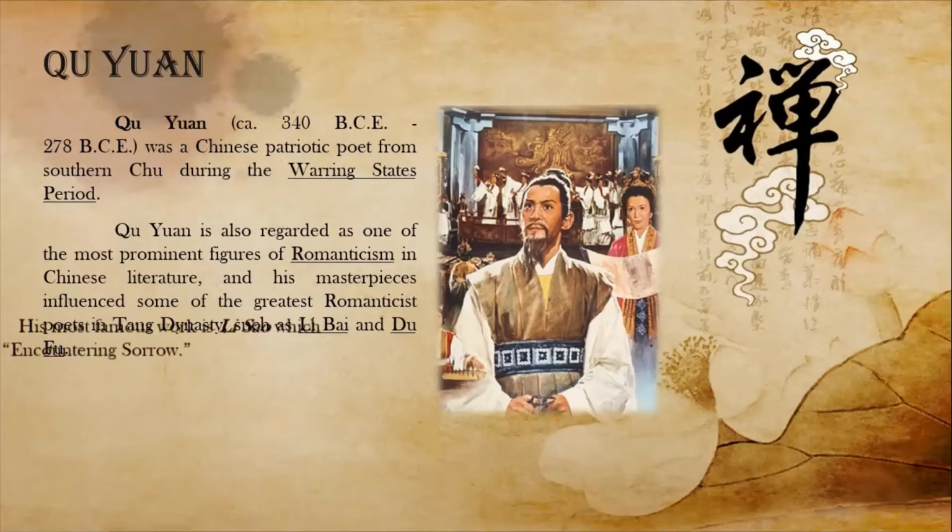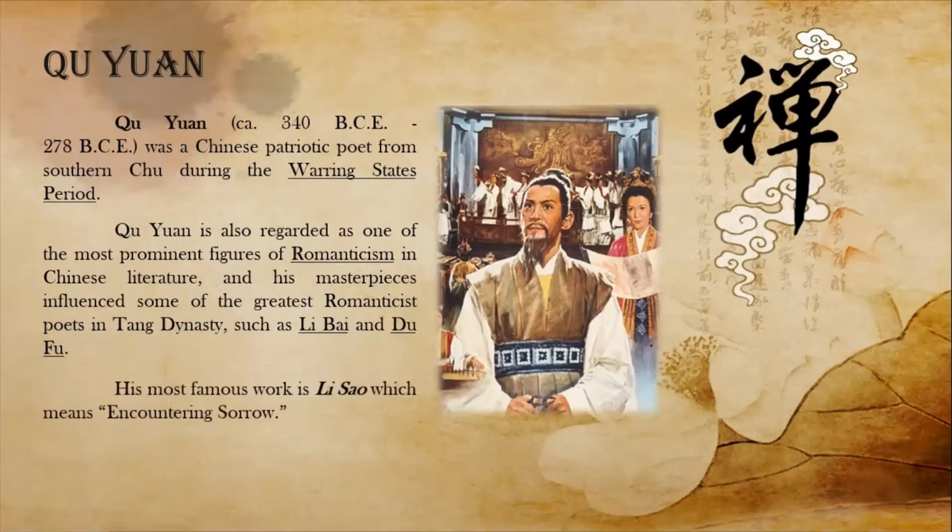Some of his poetry expresses his fervent love for his state and his deep concern for its future. His famous work is Li Sao, which means encountering sorrow.